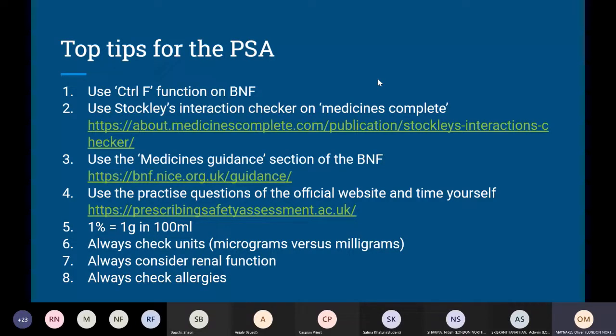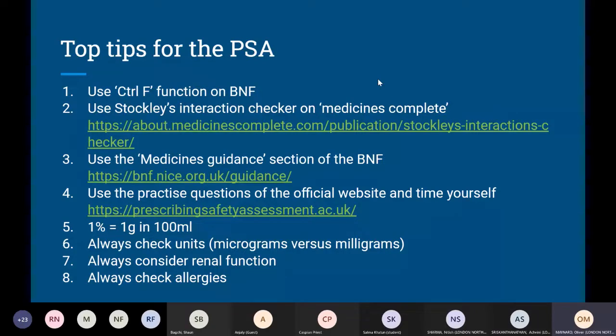And then just quick ones which scuppered me. So like 1% solution, like a cream, means 1 gram in 100 mils. Something quite simple, but obviously quite important to remember and easy to forget. And then always check units, micrograms versus milligrams.